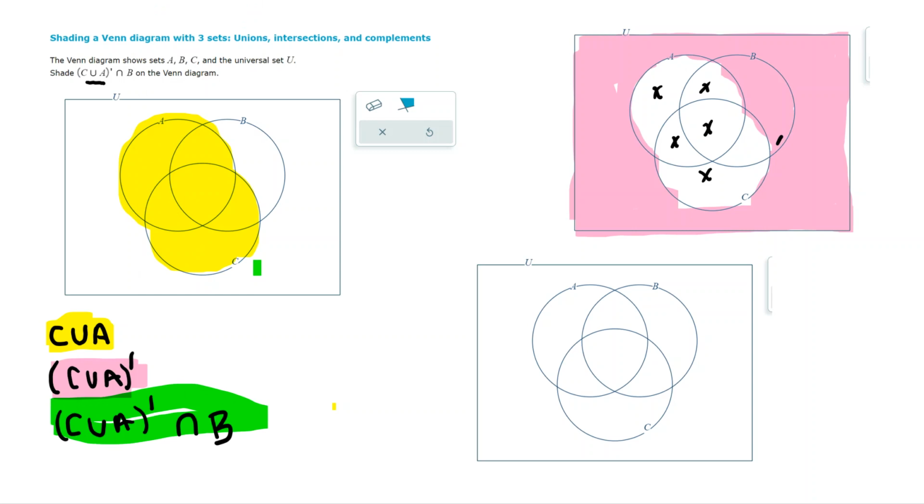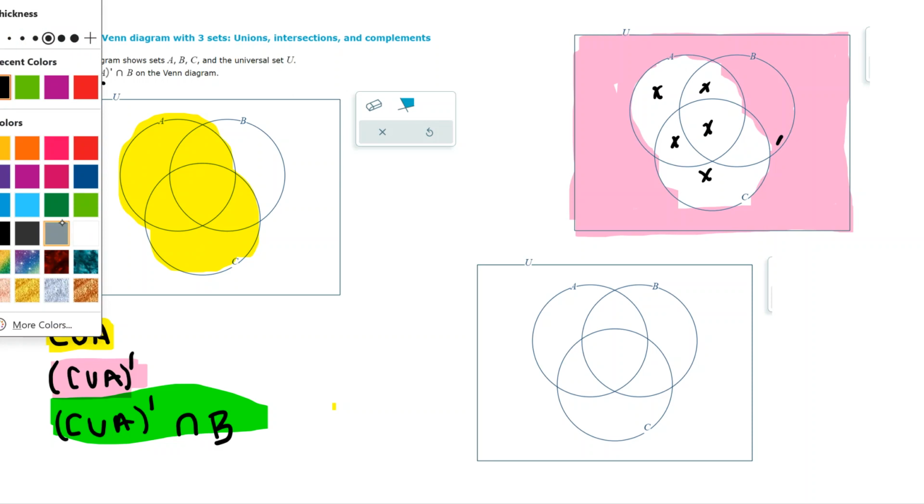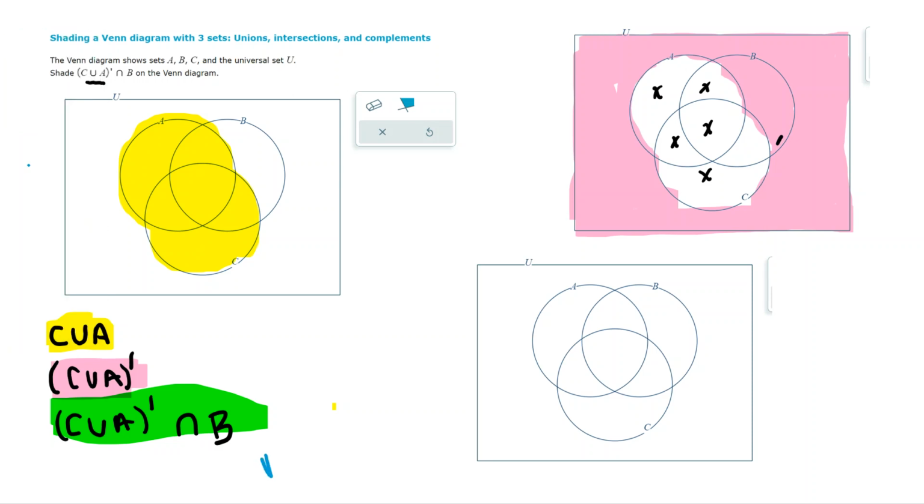Now my third step, C union A complement intersected with B. For intersections, it's a lot easier for me to draw first the one set and then draw the second set. So I'm going to use a different color here. This is going to be B. Here's all of B. So C union A complement intersected with B means the stuff that overlaps between what I just drew.